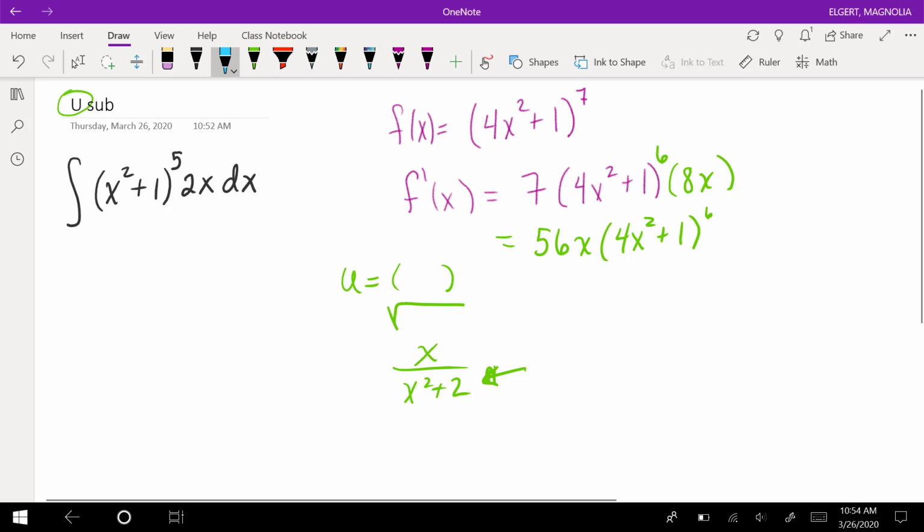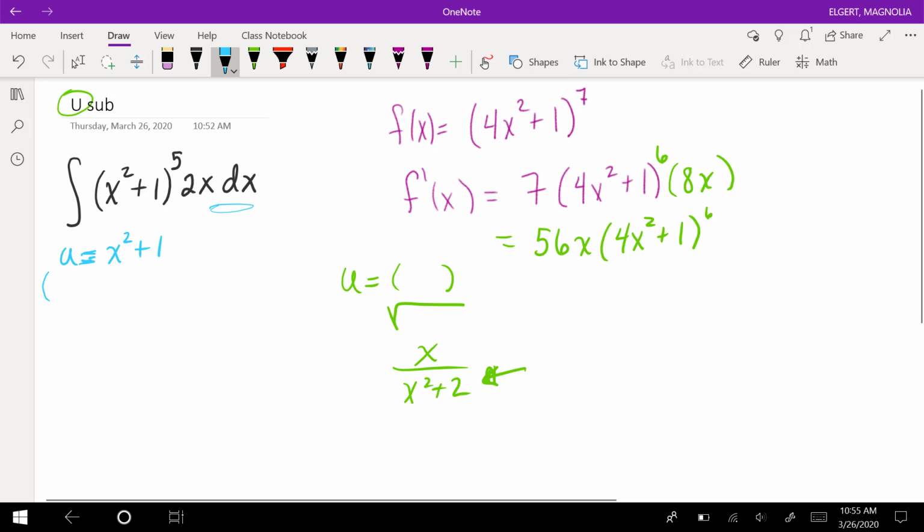So on this problem, my u is going to equal x squared plus 1, because it's the most complicated piece, not including the 5th power. That 5th power just stays there. So my u is actually just equal to x squared plus 1. But when we integrate, we also need that differential, that dx. So if I integrate, I'm going to need it in terms of du instead of dx.